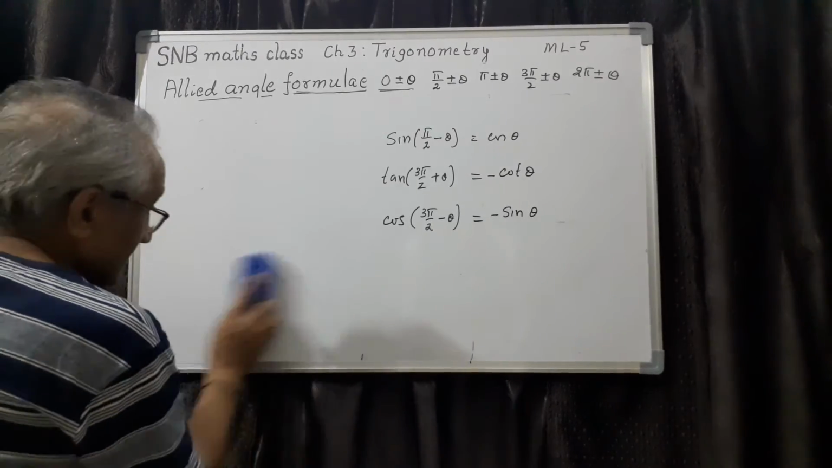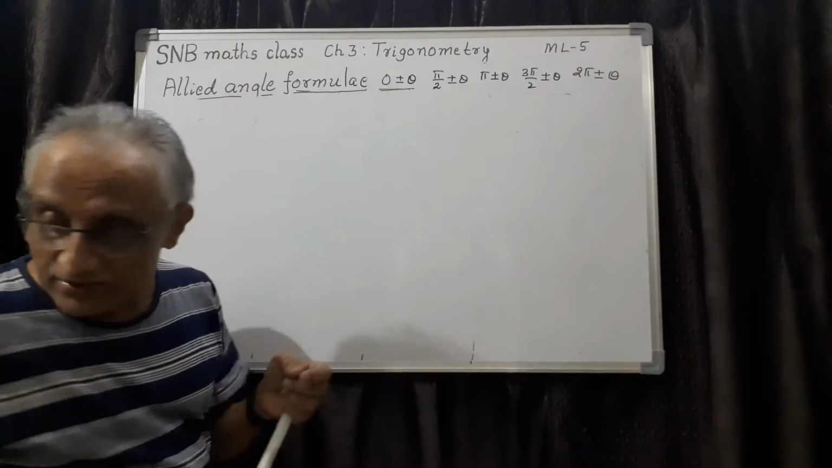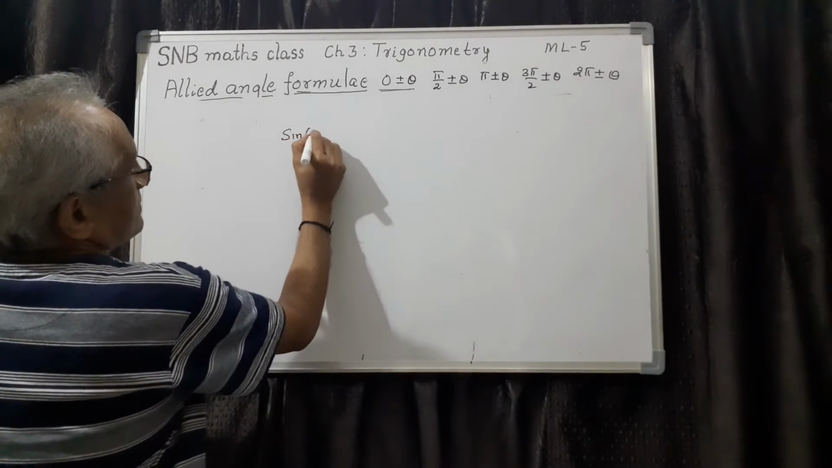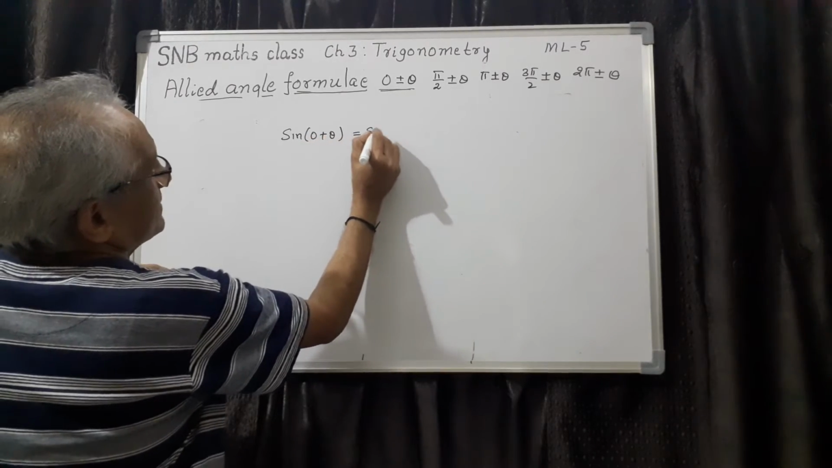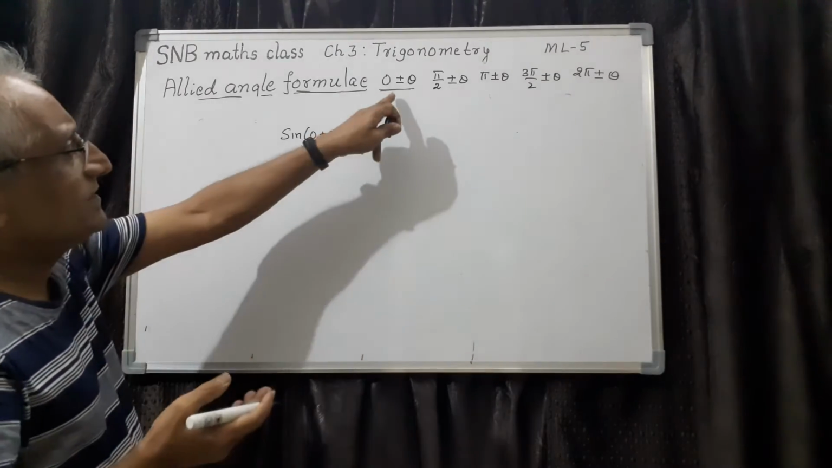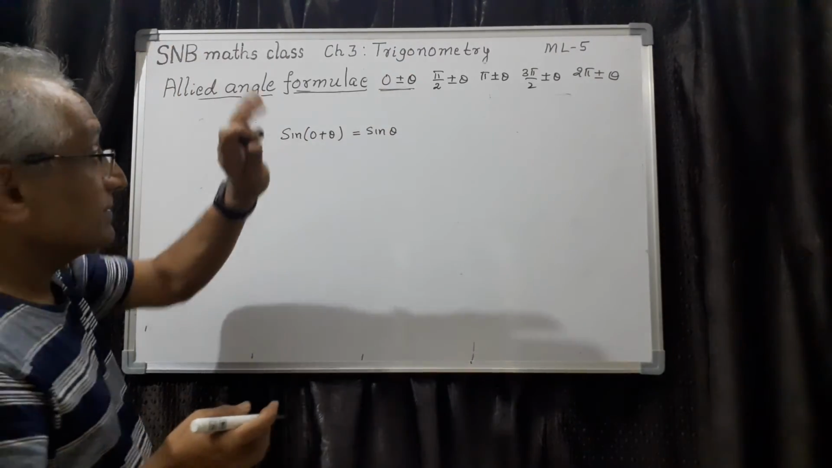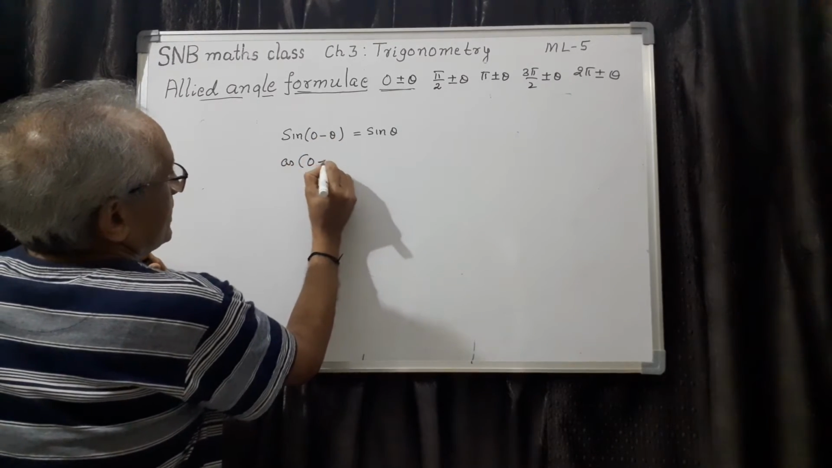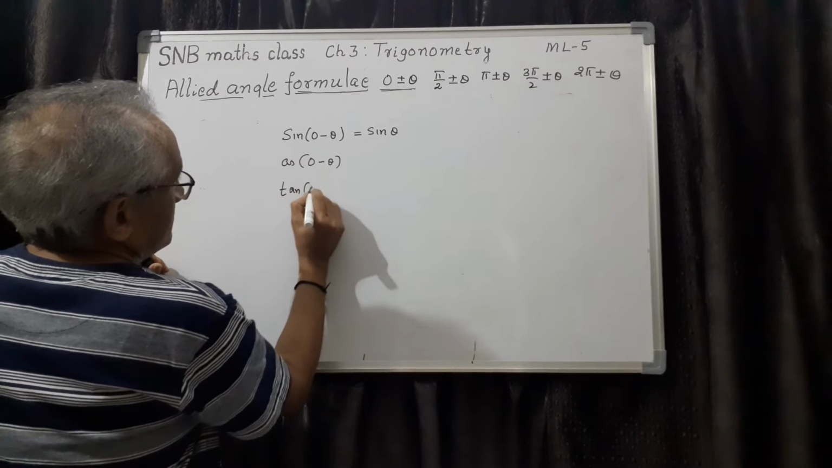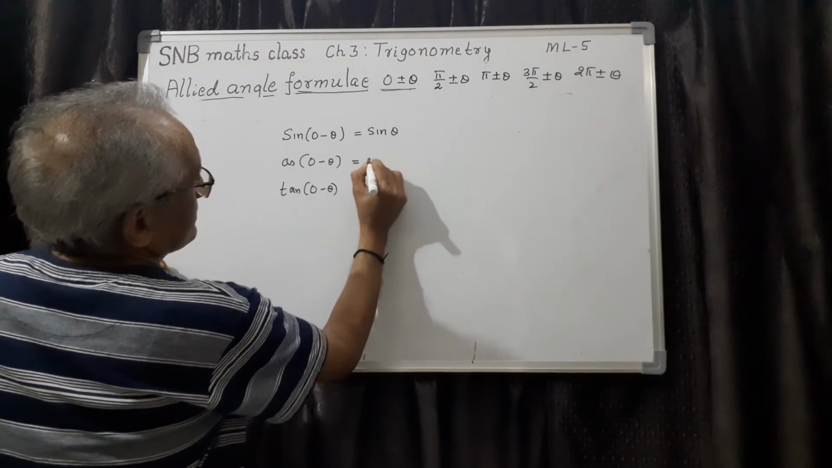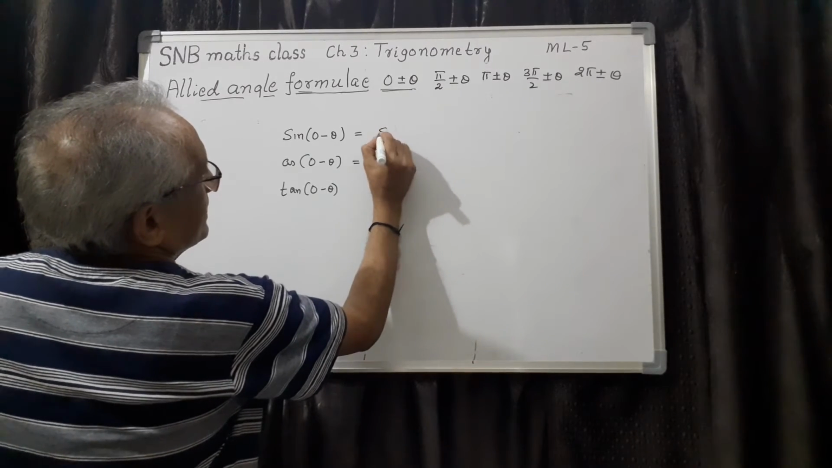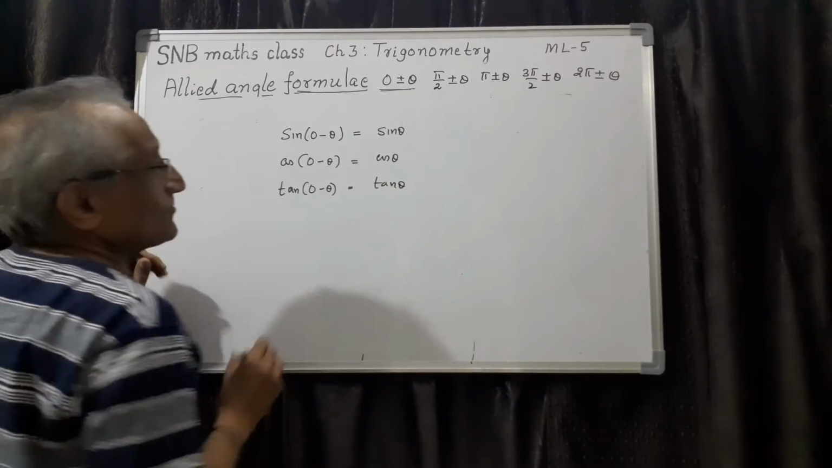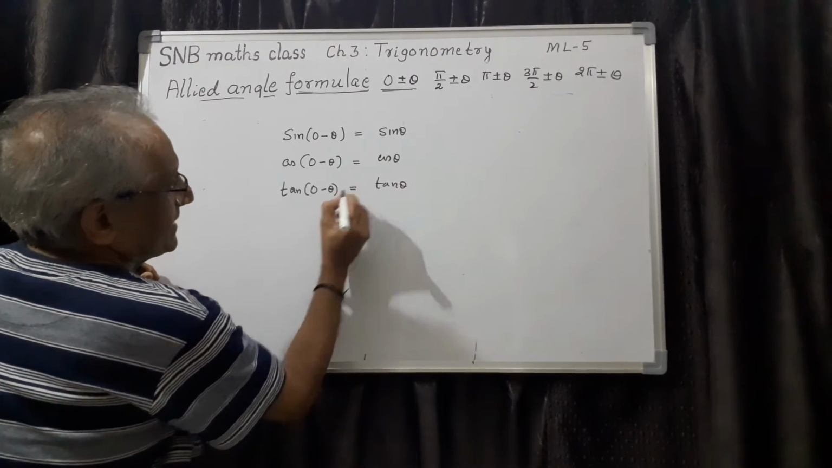Now I have left one case actually: sine of 0 plus or minus theta. See, suppose you take sine of 0 plus theta, it is obvious because it is sine theta. There is no need to write. So actually it is not necessary. 0 plus theta is not necessary. But 0 minus theta is necessary. Sine, then cos of 0 minus theta, then tan of 0 minus theta. Of course, first I have to write sine theta. This is cos theta. This is tan theta. But I have to decide the sign now.